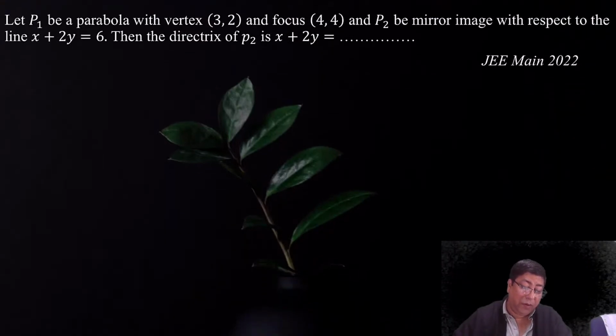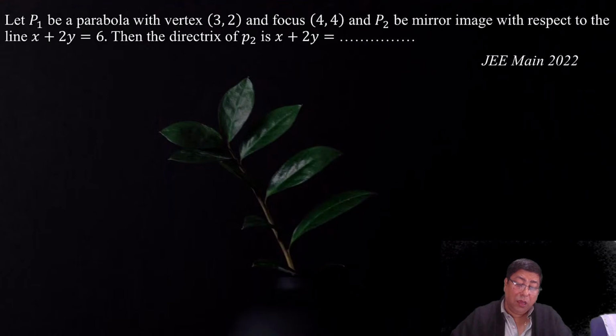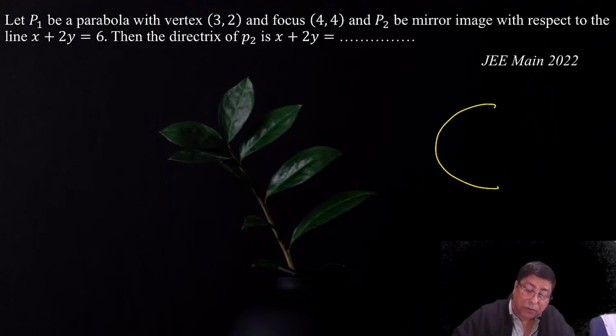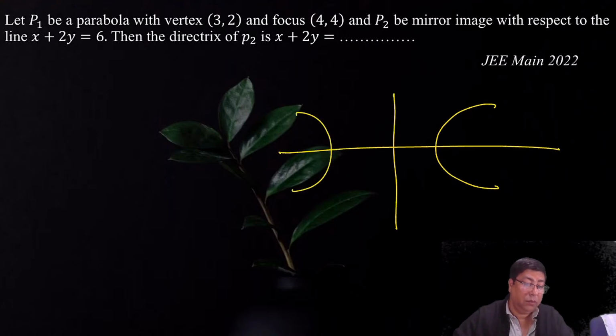Let P1 be the parabola with the vertex (3, 2) and focus (4, 4), and P2 be the mirror image of P1 with respect to the line x plus 2y equal to 6. Then the directrix of P2 is this. First of all, we have to get the directrix of P1. How to get the directrix of P1? So let us draw one rough diagram. So here this is (4, 4).